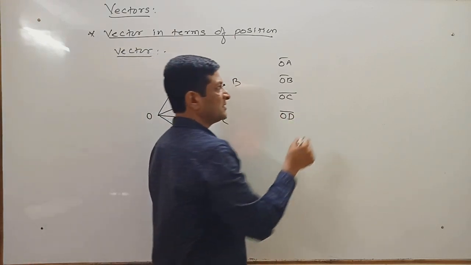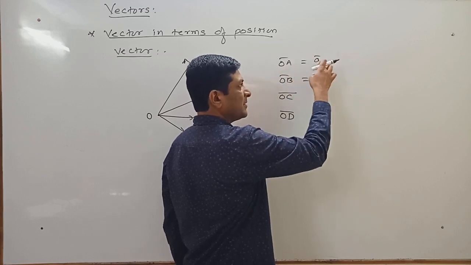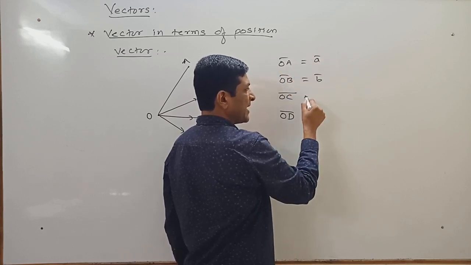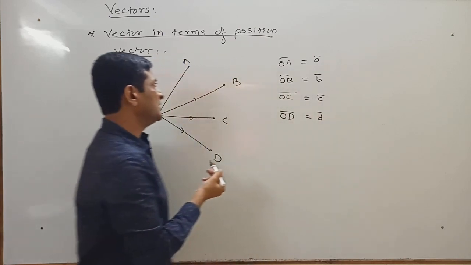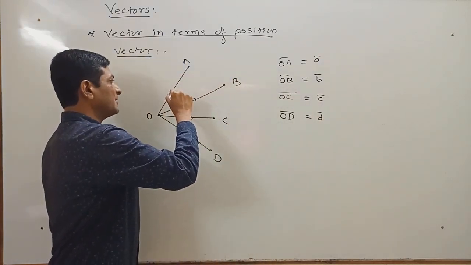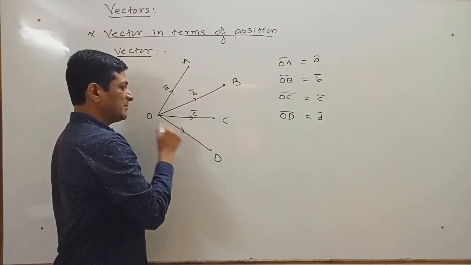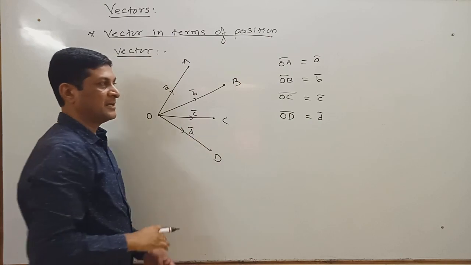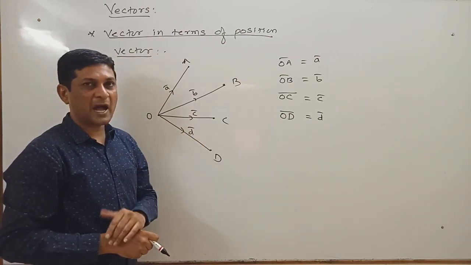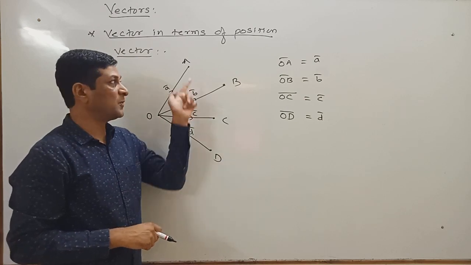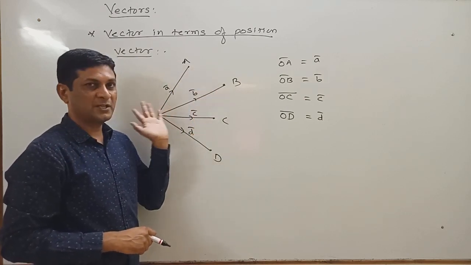For simplicity, this position vector can also be denoted by small letter. Let us denote OA bar by A bar, OB bar by B bar, OC bar by C bar, and OD bar by D bar. So here we have denoted OA bar by A bar, OB bar by B bar, OC bar by C bar, and OD bar by D bar. So what we can say here, A bar, B bar, C bar, D bar are the position vectors of which points A, B, C, D with respect to which fixed point O.